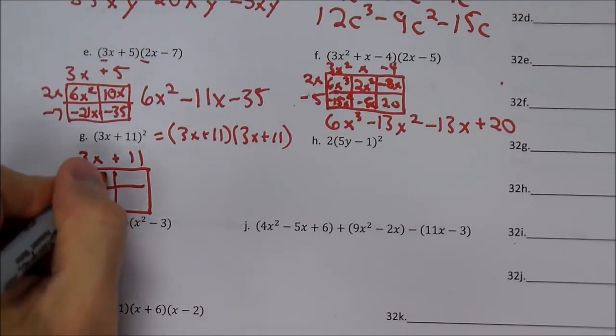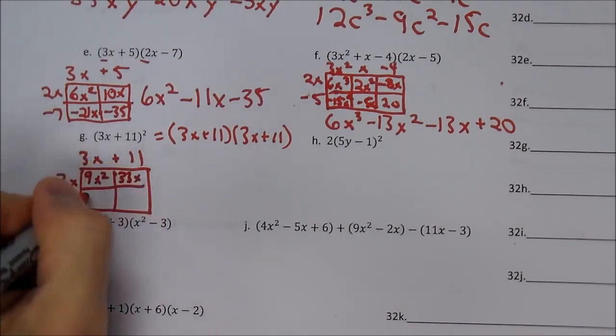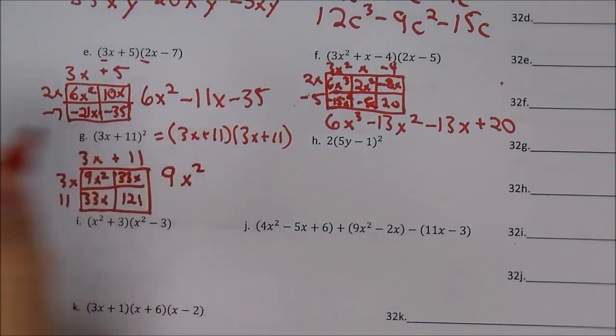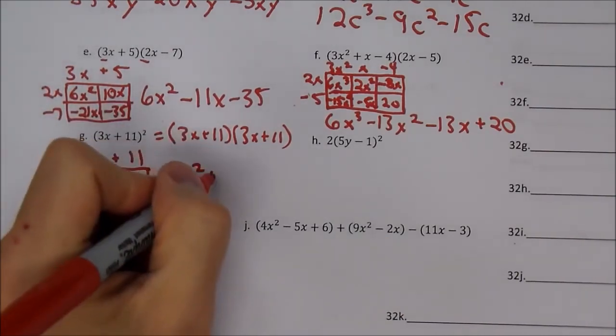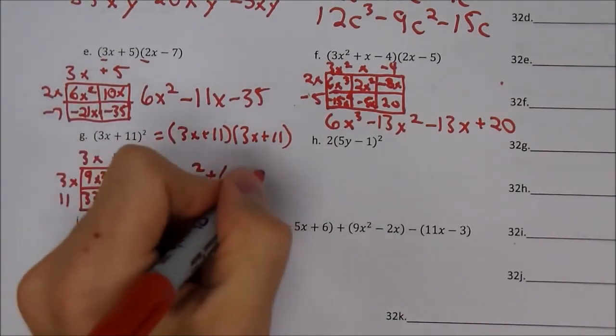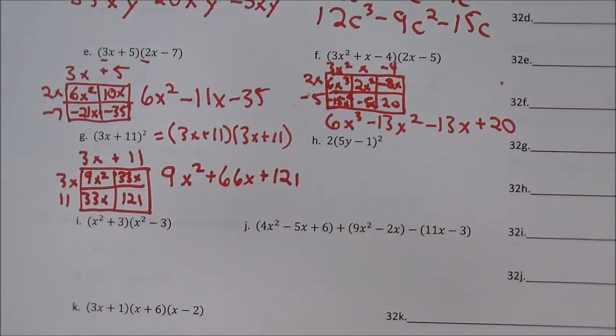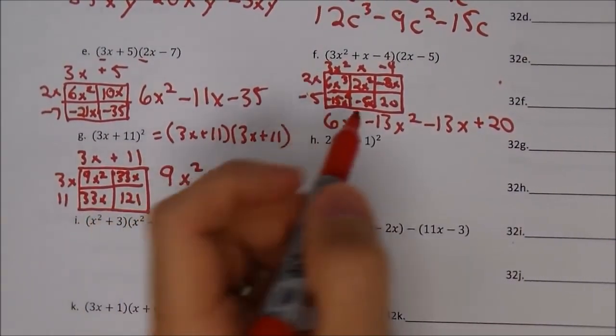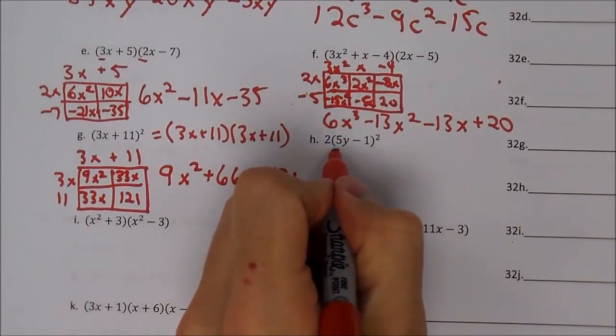We get 9x squared, 33x, 33x, and 121. So our answer is 9x squared, 33 and 33 is 66x, and then 121. For h, I'm going to do the same idea and multiply 5y minus 1 times itself first.